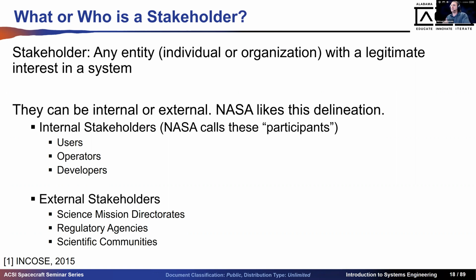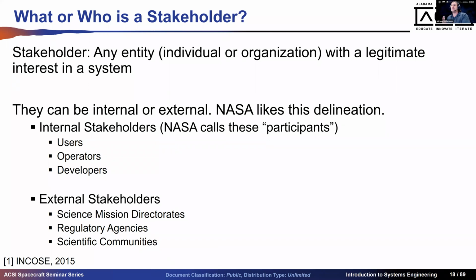NASA, there's internal versus external. NASA calls internal stakeholders participants via NASA standard 1005. All of you in the Alabama CubeSat initiative who are working on some subsystem, y'all are internal stakeholders, users, operators, developers. External stakeholders are going to be people outside of the program who have some say in the results. If we are doing a science mission, astrophysics, heliophysics, earth science, a science mission directorate, NASA has many, they would count. The FCC, regulatory agency, they count.